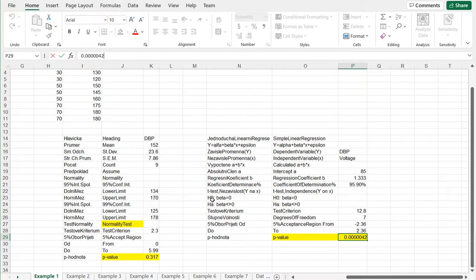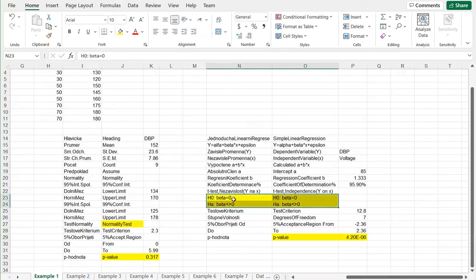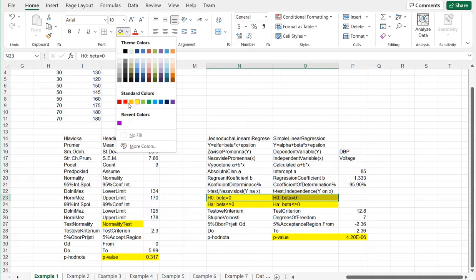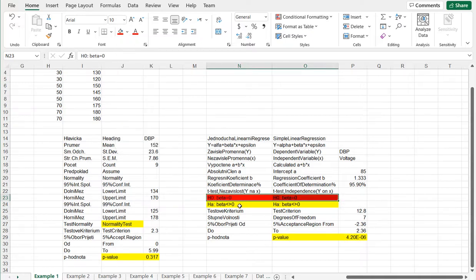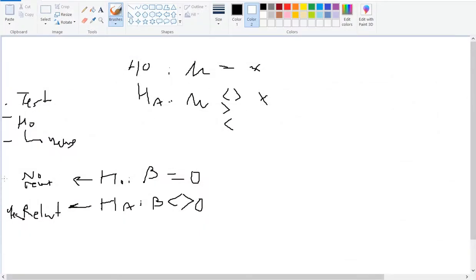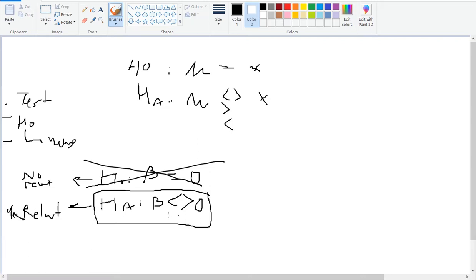The null hypothesis, they've written it for us over here. The null hypothesis is that beta equals 0, and the alternative is that beta does not equal 0. So we have rejected the null hypothesis because the p-value is less than 0.05, and we have accepted the alternative hypothesis. And what does the alternative say? Like I said in the beginning, we already wrote down right here what it means when we accept it. We rejected the null. We accepted the alternative instead.